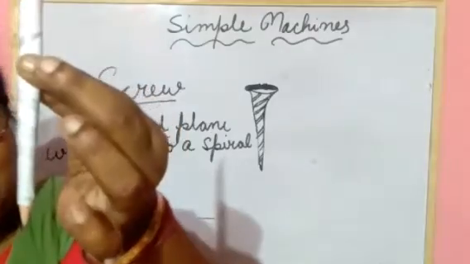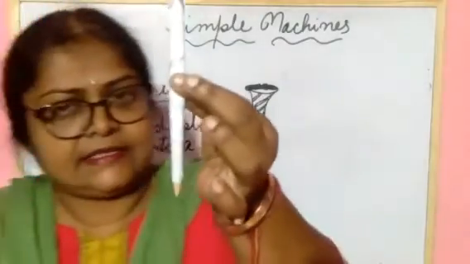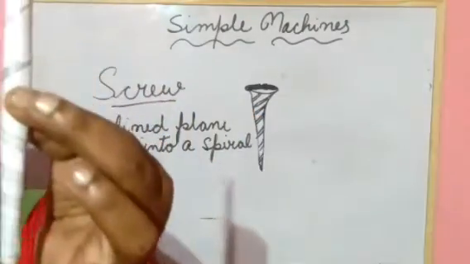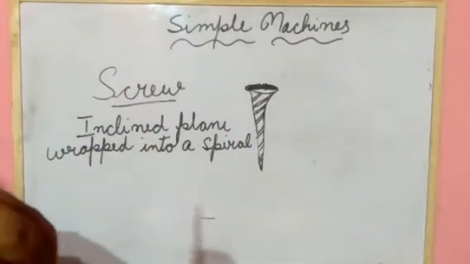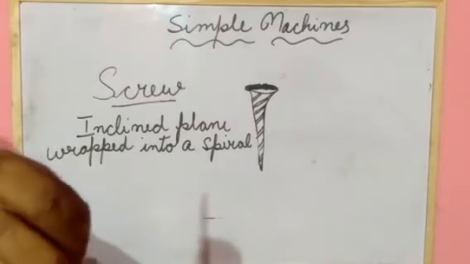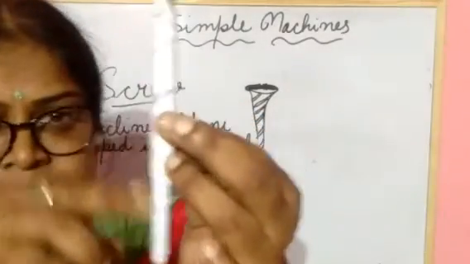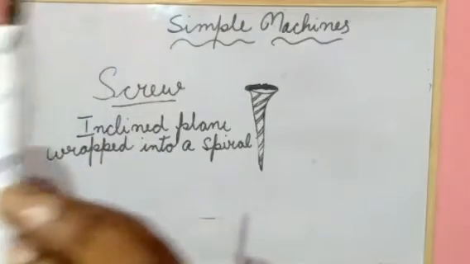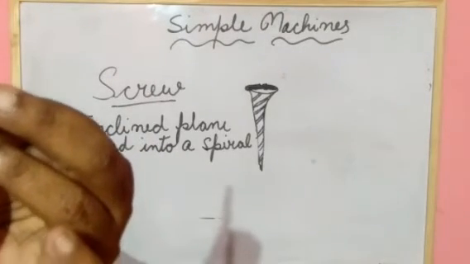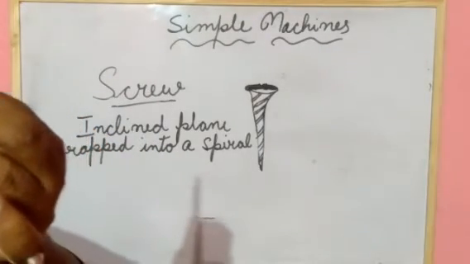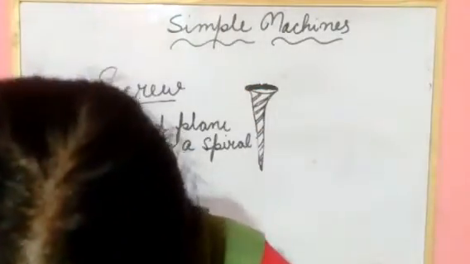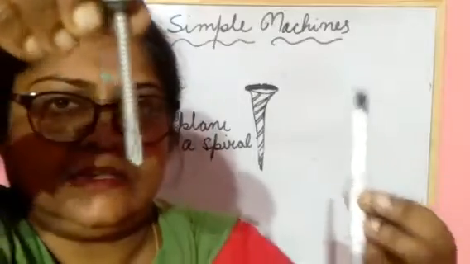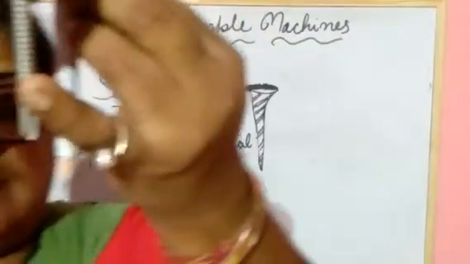It is looking like a screw. Yes, it is looking like a what? A screw. This is looking like a screw. In the middle, what are you seeing? These all are what? You are seeing that in a screw? These all are threads. So, in the original screw you have seen, these all are threads.